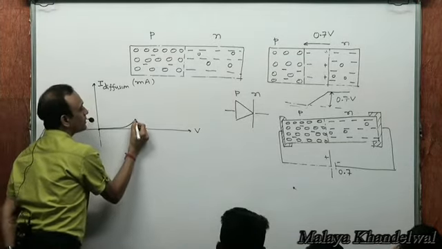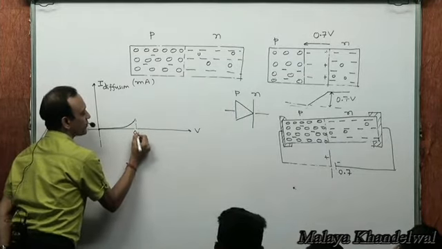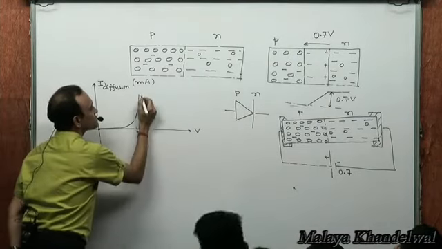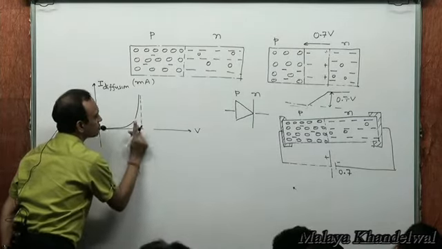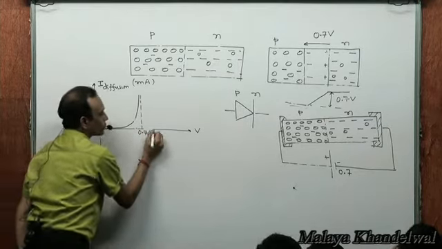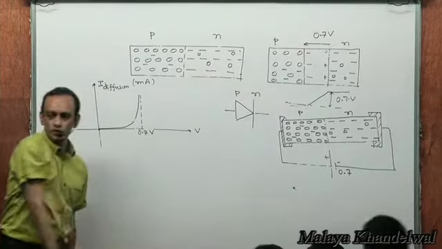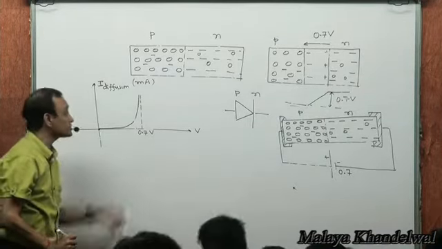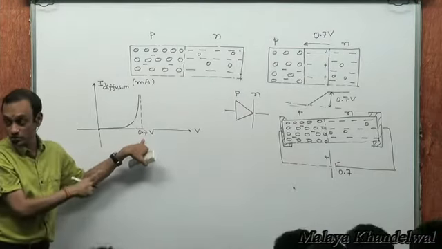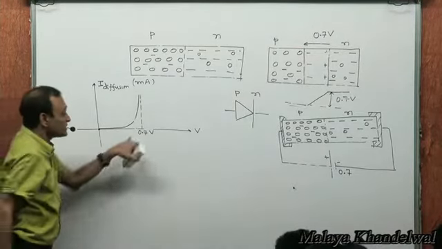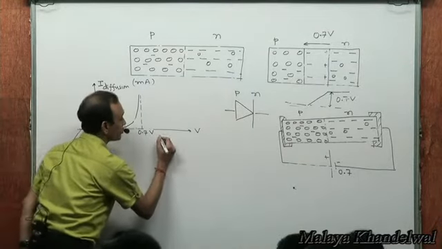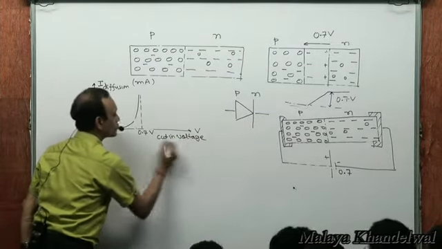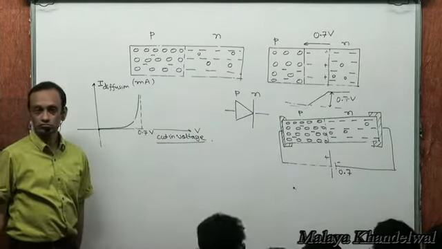the moment the applied voltage becomes 0.7 volts. This is what happens. There is a sudden surge of current. There is rampant diffusion on either side. There is rampant diffusion of majority charge carriers when the applied voltage becomes 0.7 volts, right? This voltage, sometimes they call it a cut-in voltage.